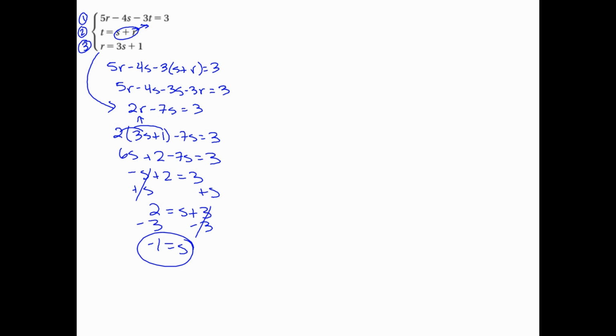So now that we know what s is, we can go back here to 3. And we're going to say r equals 3s plus 1. Well, we know what s is. s is negative 1. So r equals 3 times negative 1 plus 1. r equals negative 3 plus 1. So r equals negative 2. Really quick with these once you get the hang of it. And now we know what r and s is.